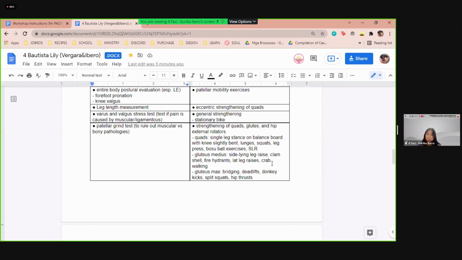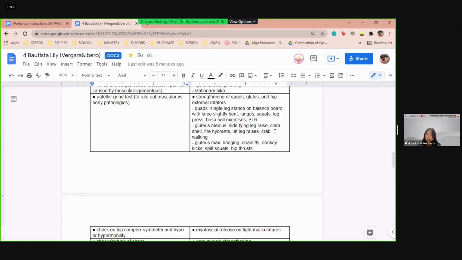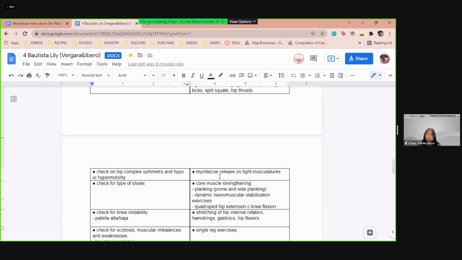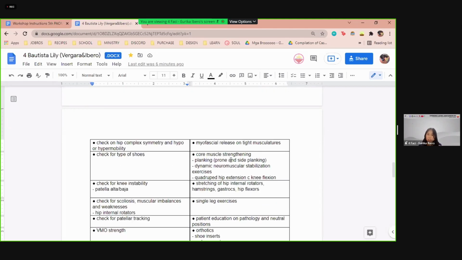For your GMED, we have side lying leg raise, your clamshells, your fire hydrants, lateral leg raises, and your crab walking. For your GMAX, you have bridging, deadlifts, donkey kicks, split squats, and hip thrusts. Also, we have myofascial release on your tight musculatures. And of course, need not to forget your core muscle strengthening.